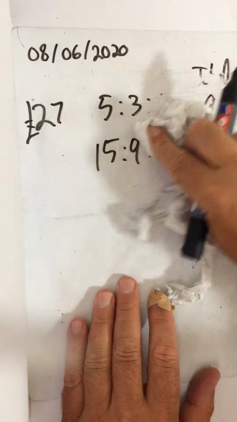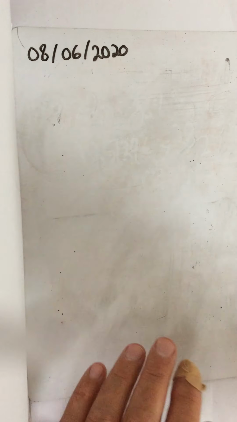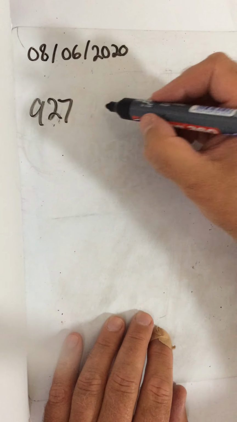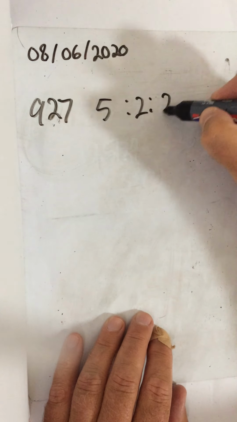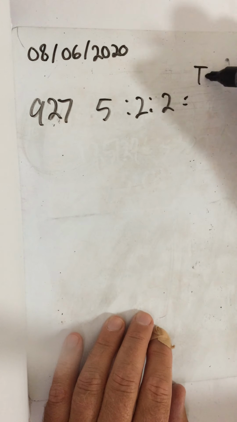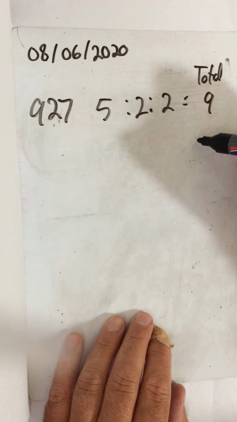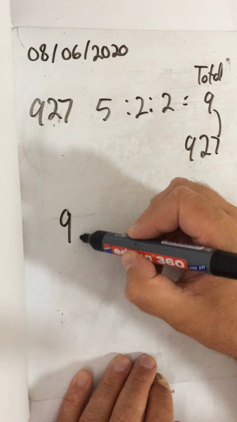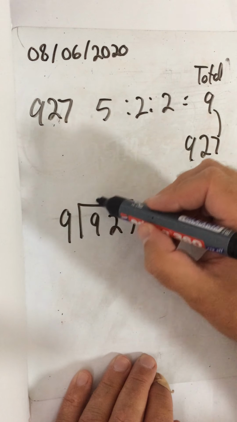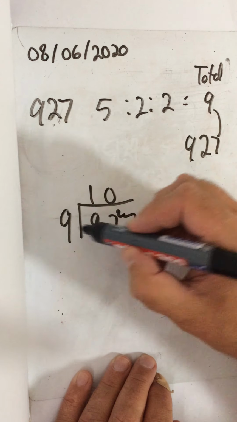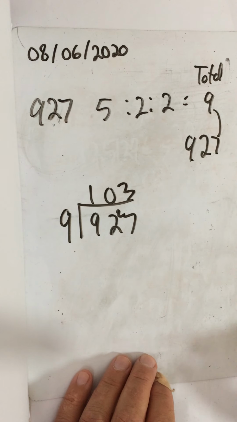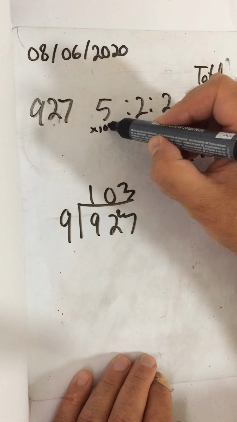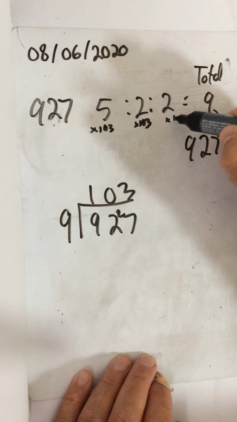Okay, just be careful when you're using bigger numbers. So you could have 927, and you have to again share that into 5, 2, and 2. Again, all you've got to do is find the total, same rules apply. Add those up, 9, and then we go to 927. Some of us might be able to do that in our head, but if not, just underneath, do the bus stop method. How many nines in 9? How many nines in 2? None. How many nines in 27? 3. So 103. So we know that's what we have to times each of them by, 103.